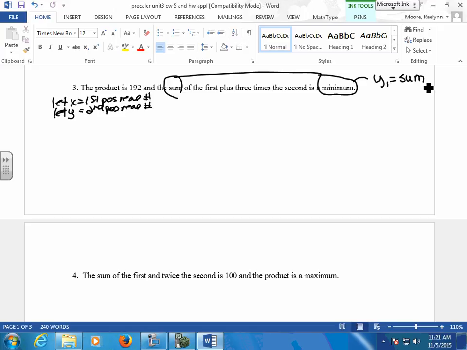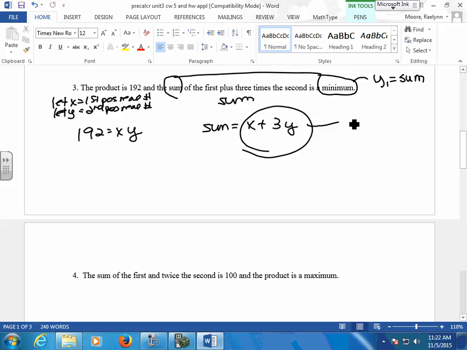How do I say that as a math statement? x times y. Now, the sum of the first plus 3 times the second is at a minimum. That's what my sum is going to be. How do I write that? x plus 3y. Perfect. Sorry, the first plus 3 times the second. Which guy was your second according to your left statement? y. Your first was your x. This is what's going to go into your y1.